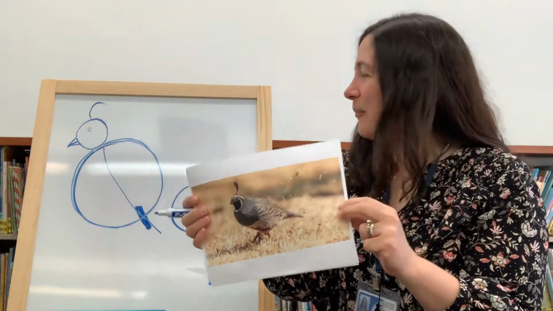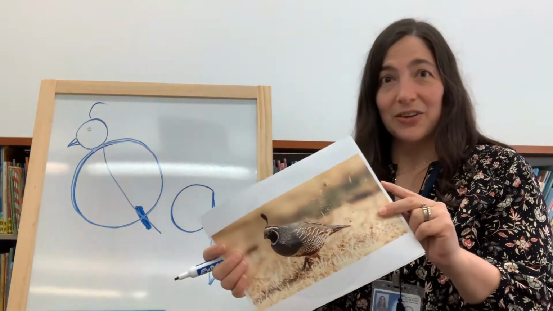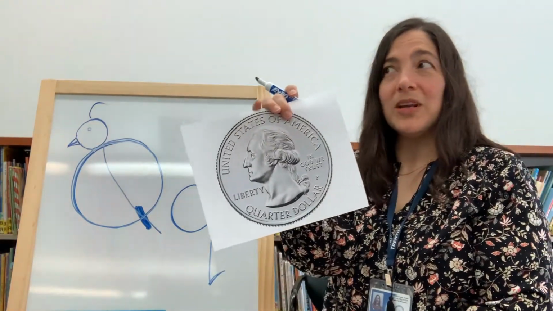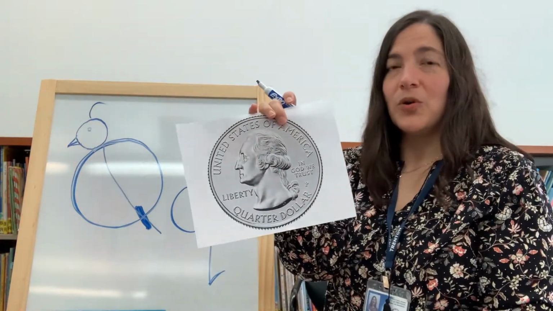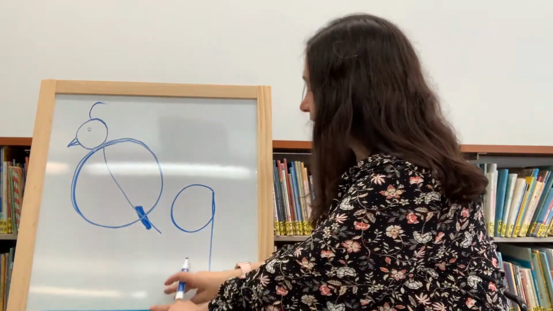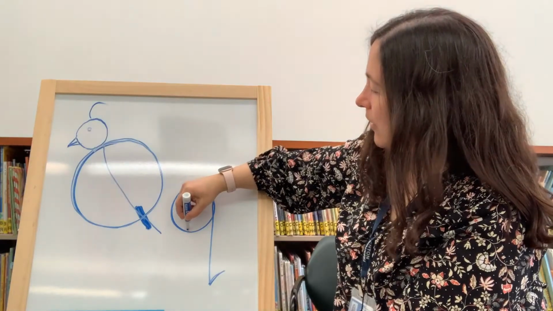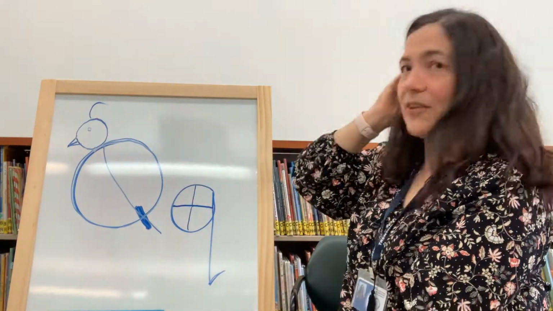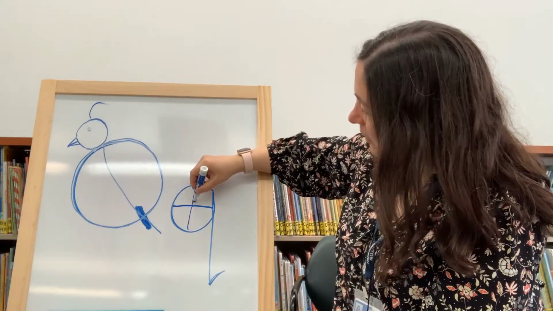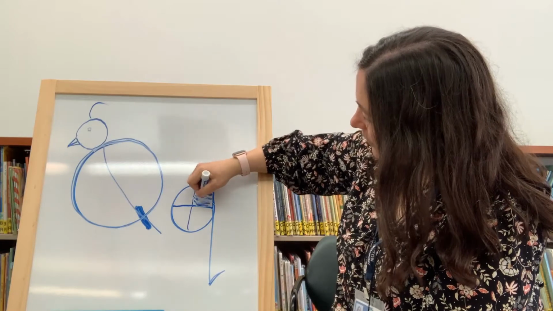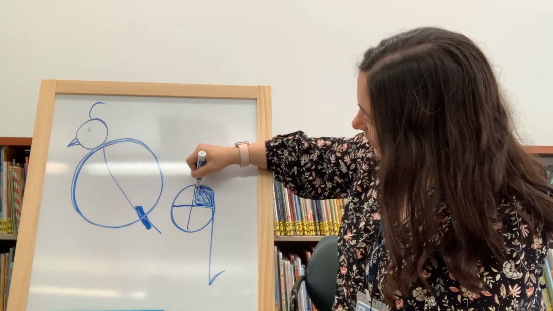And another thing that might help us remember a letter Q is that Q also stands for quarter. And a quarter is 1 out of 4. So let's see if we can divide this circle into 4 pieces. So do one line going up, one line going across. That looks about 4. And my quarter is right there. See? Quarter. Q is for quarter.